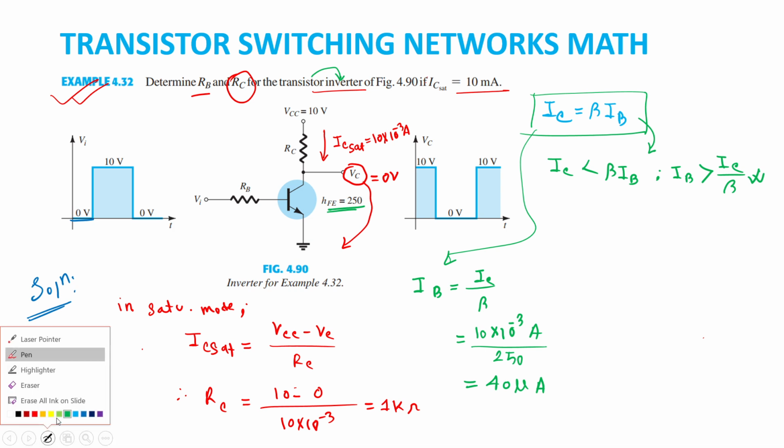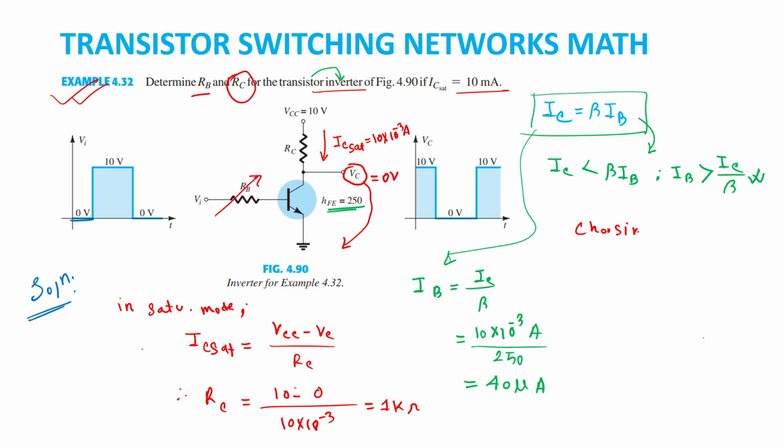So let us choose a value of base current and determine the base resistance. Let us choose IB equal to 60 microampere, because we know that in the saturation mode IB must be greater than IC divided by beta. Choosing 60 microampere, which is greater than 40 microampere, is fine. So we can easily choose IB as 60 microampere.